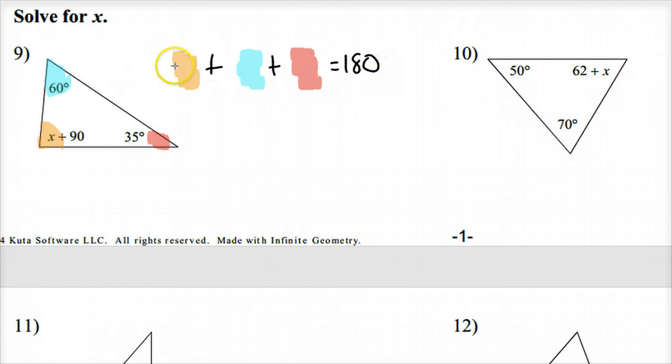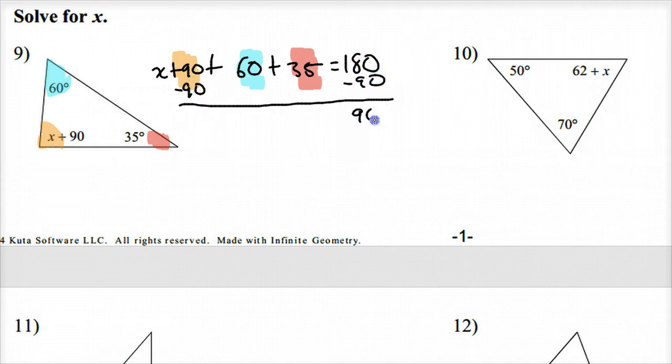That's cool. So the orange one, that's x plus 90. And the blue one, that's 60. And the red one, that's 35. So I need to add those 3 pieces up. Well, let's see. 90 and 60, that makes, oh, this is going to get hard. Let's just start subtracting. Let's subtract 90 from both sides. 180 minus 90 is 90. So 60 and 35, that makes 95. So x plus 95 equals 90.